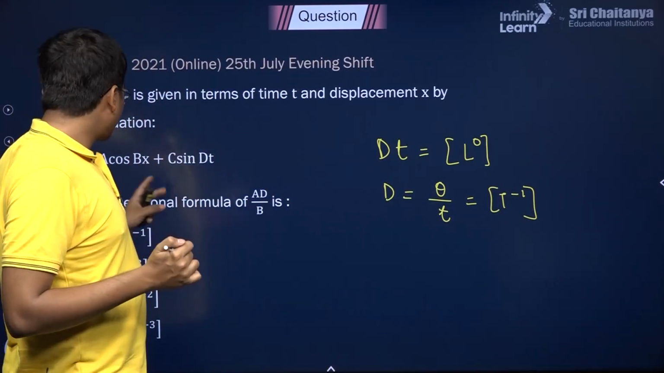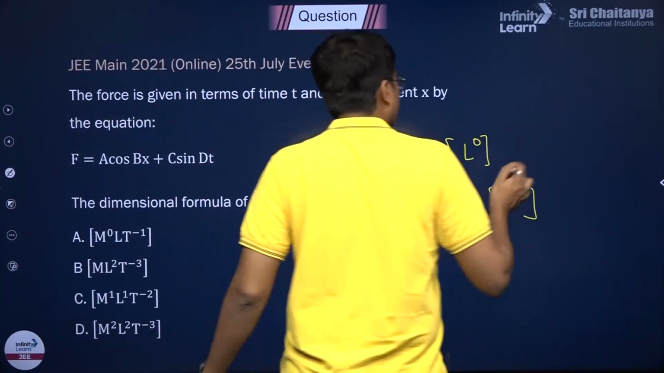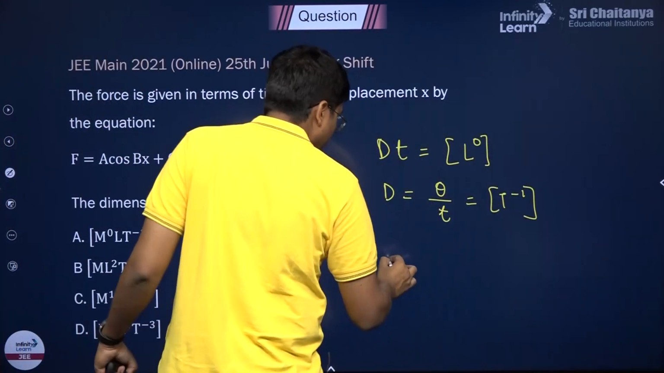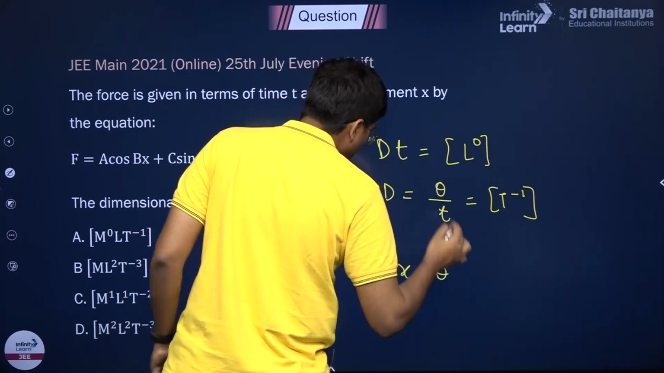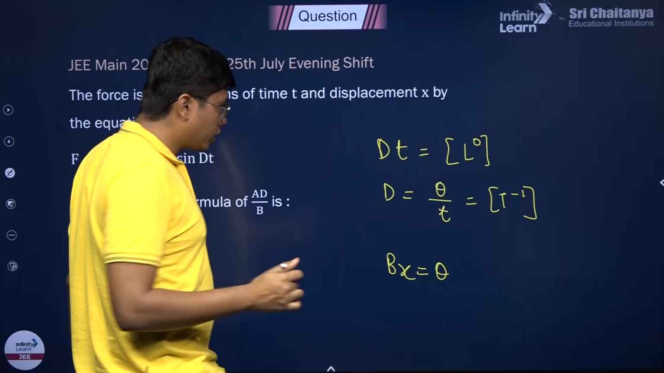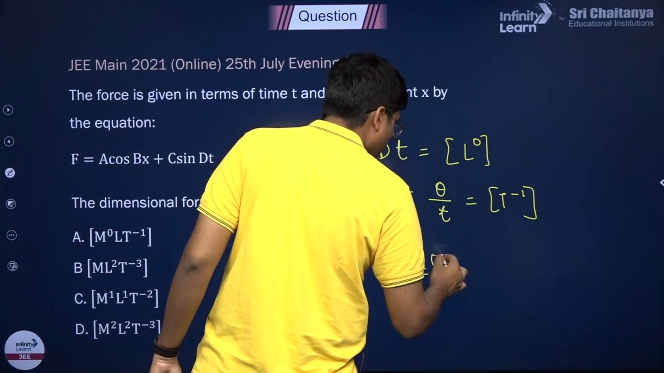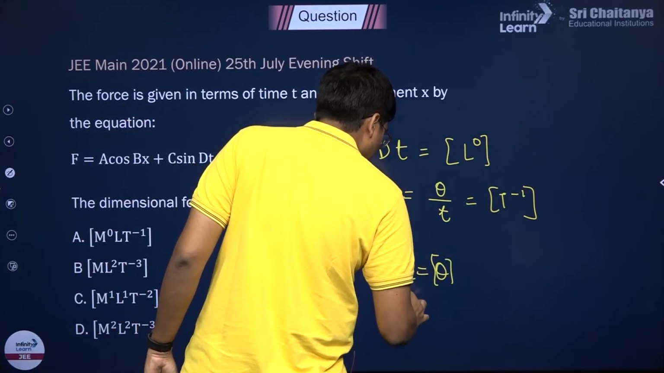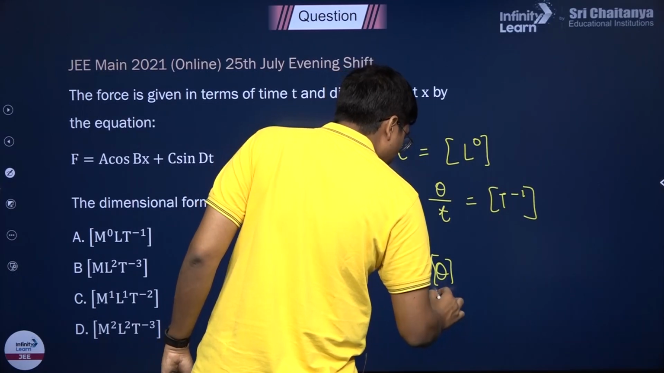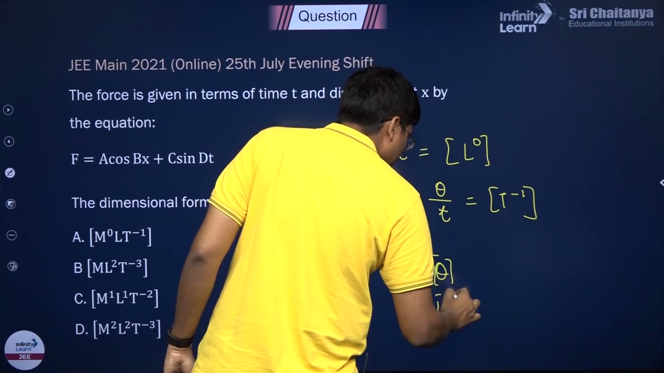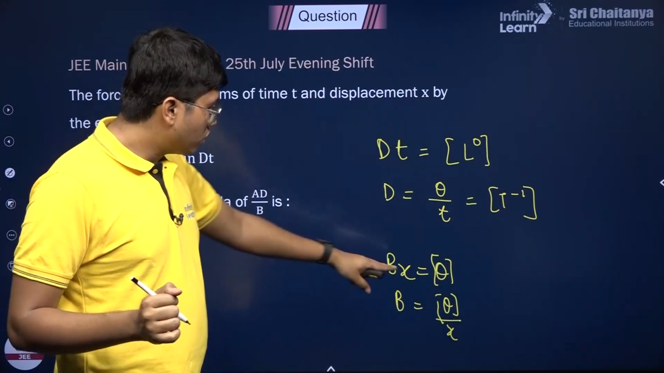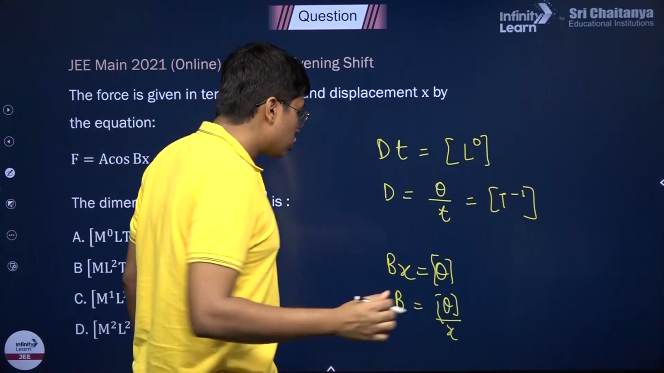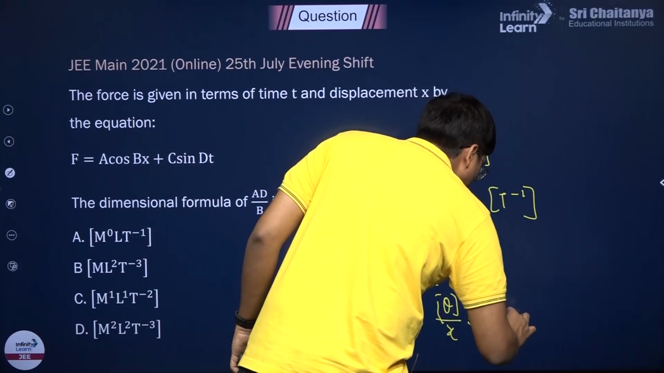Next up, we need the dimensions of B. Now again, over here, let's do it here itself. Bx should be equal to some theta. Dimensionally, it should be equal to theta from a dimensional point of view, right? Which means B is equal to theta by x. X is length. So dimensionless divided by length. So B becomes equal to L^-1.